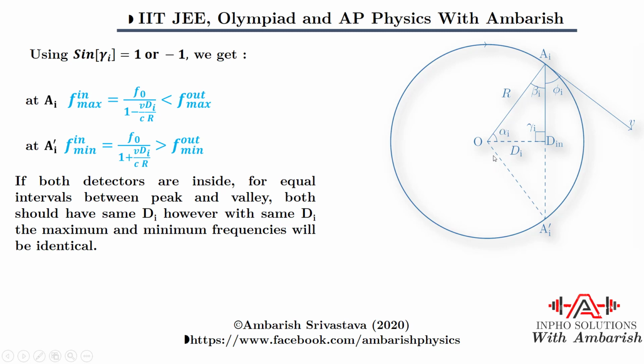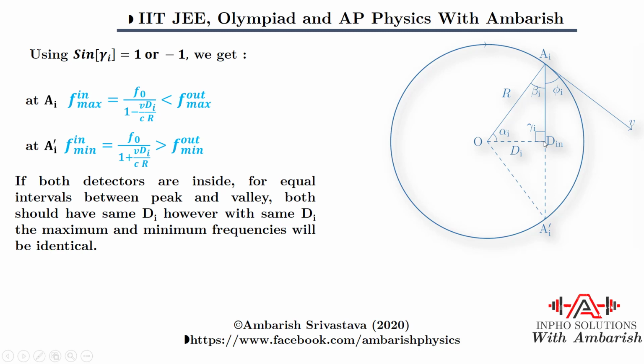Okay, that means for both the detectors, DI has to be same. Why? Because alpha is just a function of DI, right? So if peak to valley time is same, both the detectors should have same DI. And if the DI is same, that means maximum and minimum frequency will become same for both the detectors, right? So I hope you followed my logic. For 4 seconds, that means alpha I is same for both, and if alpha is same for both, that means DI is same for both. So if both detectors have peak to valley time difference 4 seconds, then both have same DI. So I just repeated so that you can comprehend it properly.